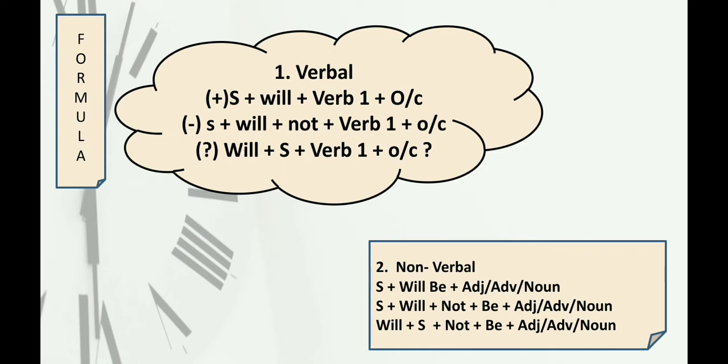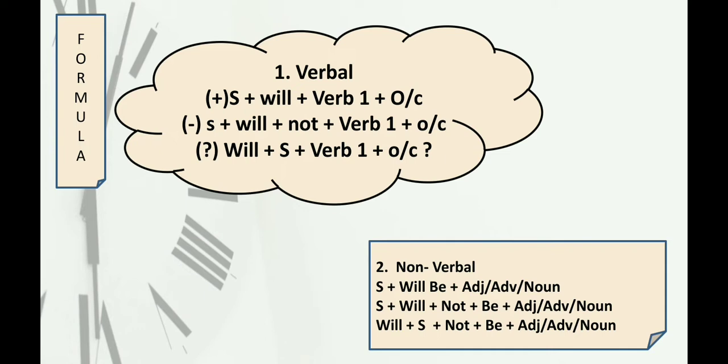Let me show the example of the formula here. For the positive one, subject plus will plus verb 1 plus object and complement. And then for the negative one, subject plus will plus not plus verb 1 plus object and complement. And then for the interrogative one, will plus subject plus verb 1 plus object and complement. Jadi ini dia rumus untuk yang verbal menggunakan kata kerja pertama. Ada 3 jenis kata kerja dalam bahasa Inggris. Verb 1, verb 2, and then verb 3. Jadi kita hanya memakai yang kata kerja pertama.